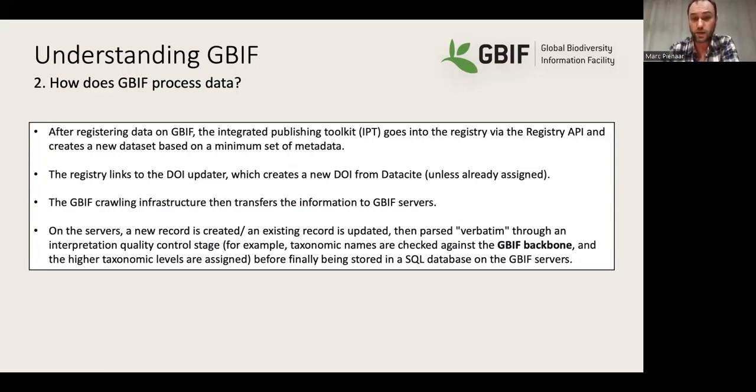That then links to a DOI of data, which creates a new DOI or uses an existing one if an agreement is already in place. And once that's done, then the crawling infrastructure, whatever that might be, kicks in. The way I understand the crawling infrastructure is it's a set of algorithms and API calls which fragment the data into smaller components and send it all over the show to its various services to do checks and balances. The most important, of course, is to match up the taxonomy that was submitted using the backbone in GBIF. And once that's all done, it gets stored in the various SQL data tables and is available for the public to use.